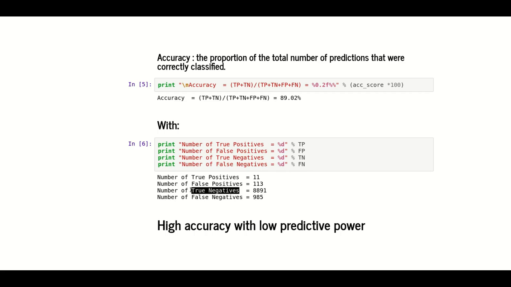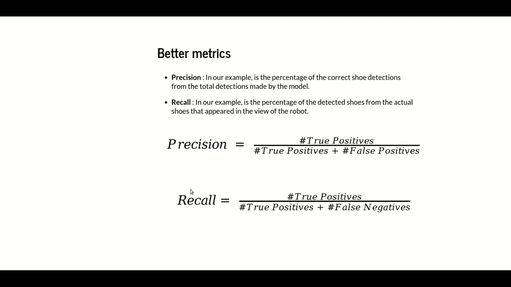So what's the solution to this paradox? The solution to this paradox is to use better metrics. And today I will introduce you to two metrics, namely precision and recall. In our example, precision is the percentage of the correct shoe detections from the total detections made by the model. And recall in our example is the percentage of the detected shoes from the actual shoes that appeared in the field of view of the camera during the run.